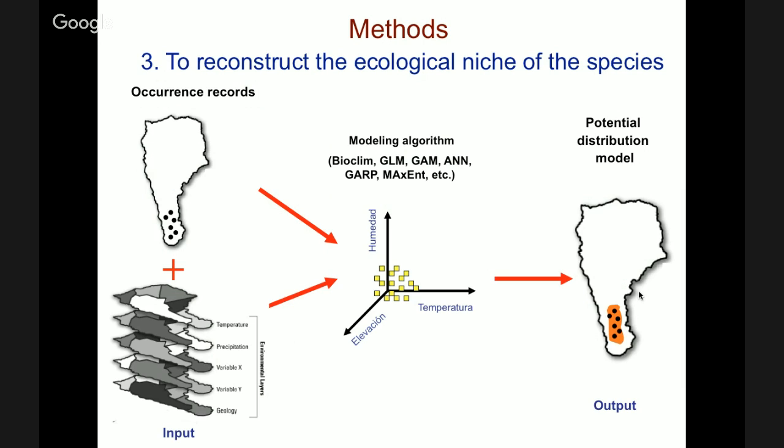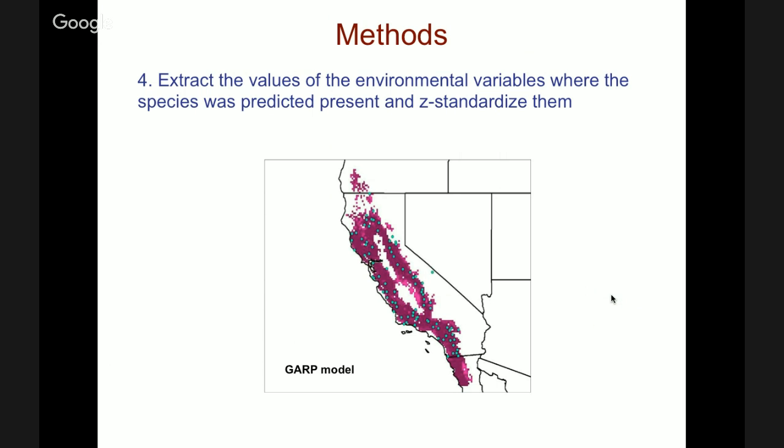This was about 2005. And under this approach, what we were trying to do was to reconstruct the hypervolume, the Hutchinsonian hypervolume here, using the environmental variables and presence records, occurrence records. We are not using any abundance information here. We just wanted to know what are the tolerance limits for the species, and then produce the potential distribution map, which is this one.